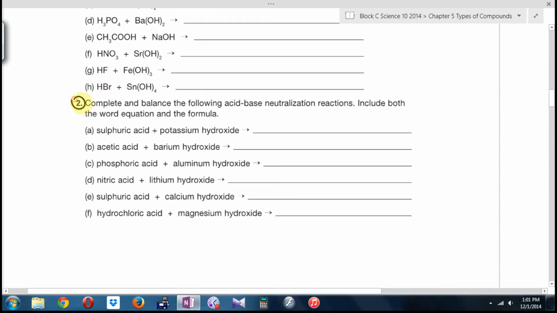And number 2, now we're going from the name to the balance. This is much tougher. Mr. Dueck, what's sulfuric acid on your pink sheet? What's acetic acid on your pink sheet? What's phosphoric acid? I sure hope it's on your pink sheet. Oh, phosphoric acid is not on your pink sheet, but I think it's in the textbook. Nitric acid is on your pink sheet. Sulfuric acid is on your pink sheet. Hydrochloric acid is on your pink sheet. So this one you might need to look up from the textbook.